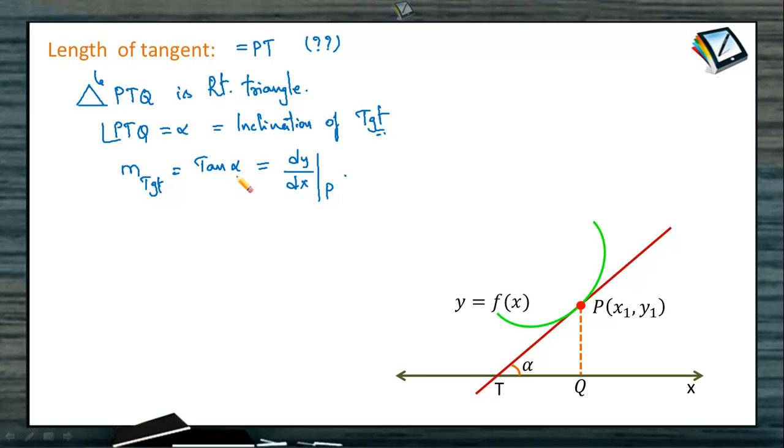Now, without knowing alpha, we know that the slope of the tangent, which is tan alpha, is also the same as dy by dx at the point P. Right? This will be helping us to find the length of the tangent. So let's treat this as equation 1.